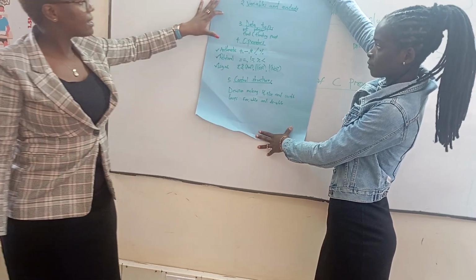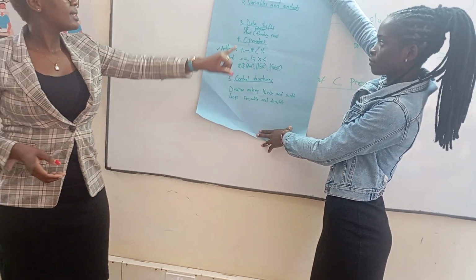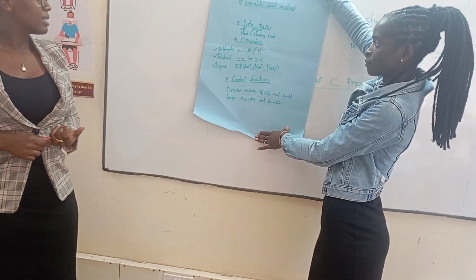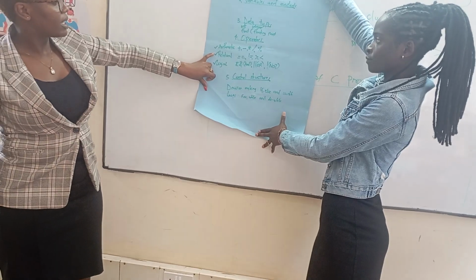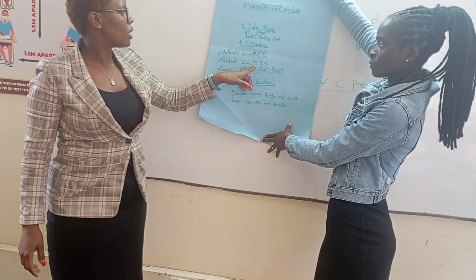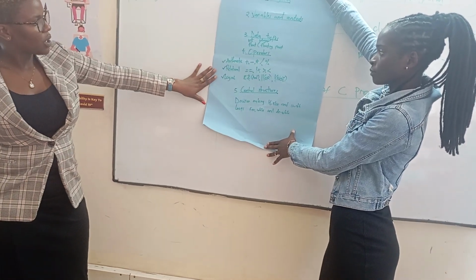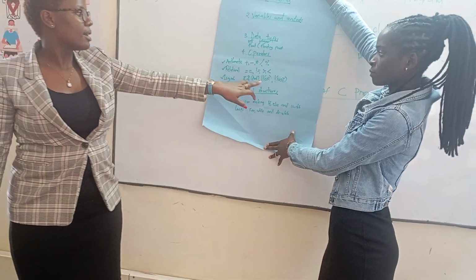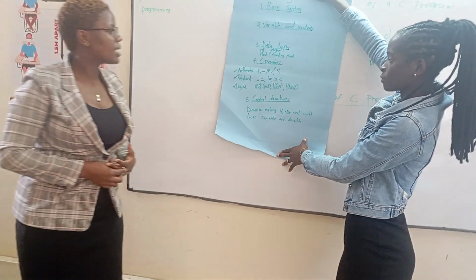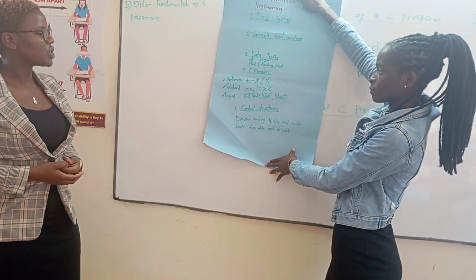Then we have the operators. We have the arithmetic operators, for example addition, subtraction, multiplication, division, and one for calculating the modulus. We also discussed the relational operators, for example equal to, not equal to, greater than, less than, etc. The next one is the logical operators, for example and, or, and not.